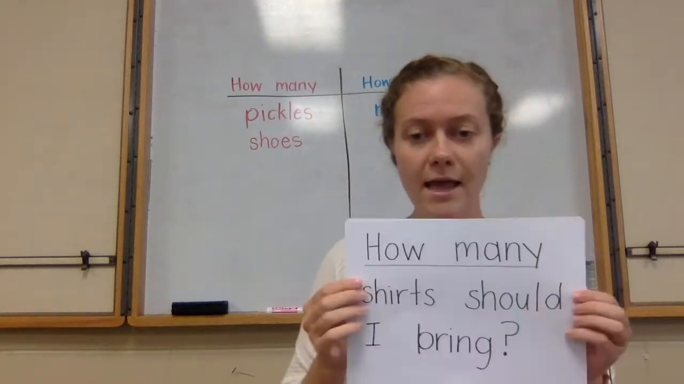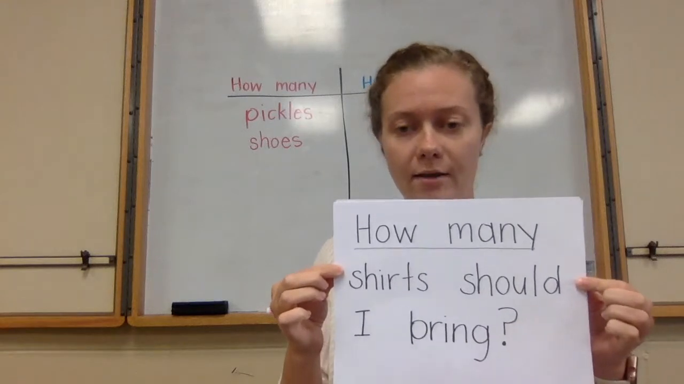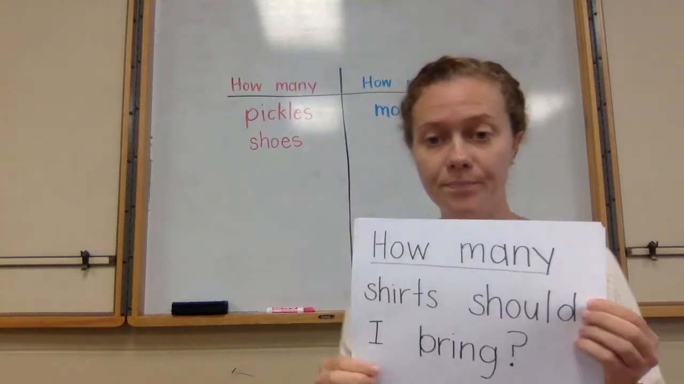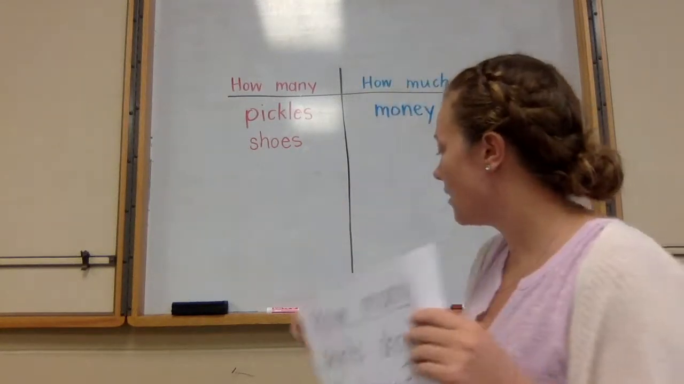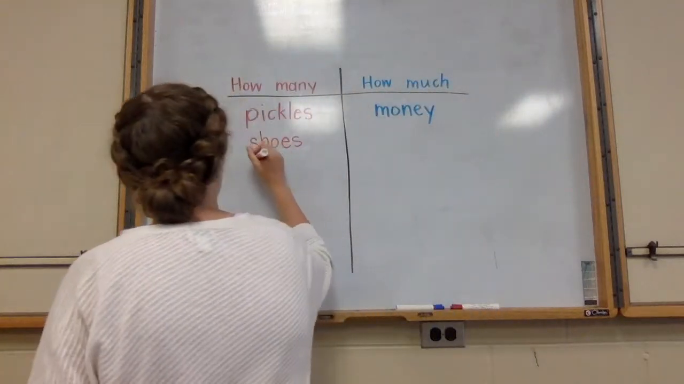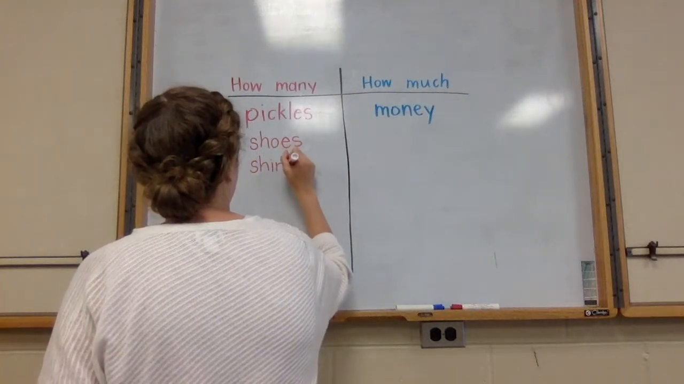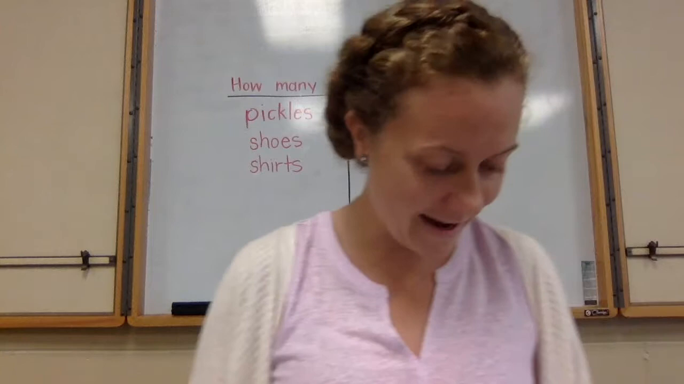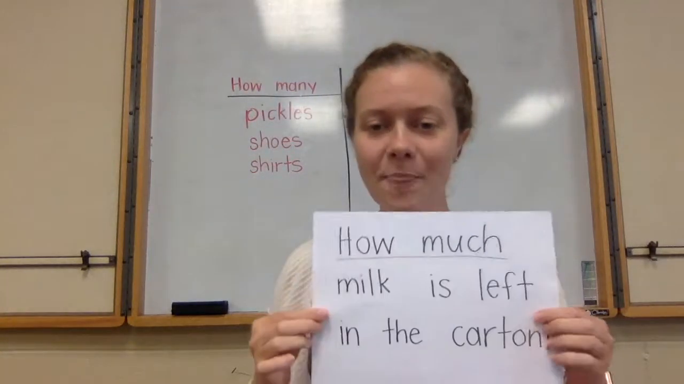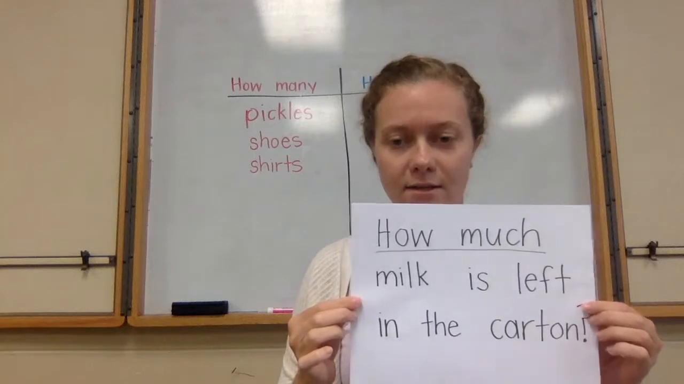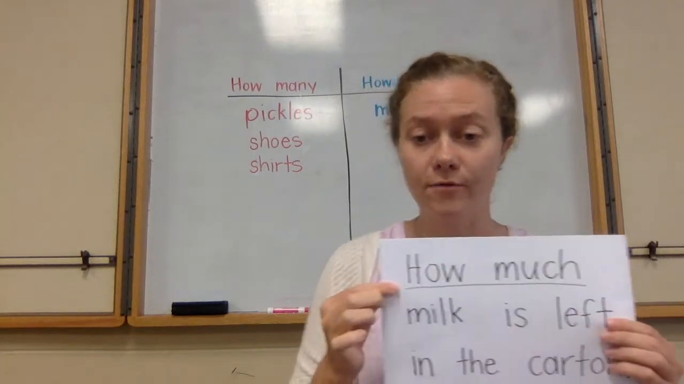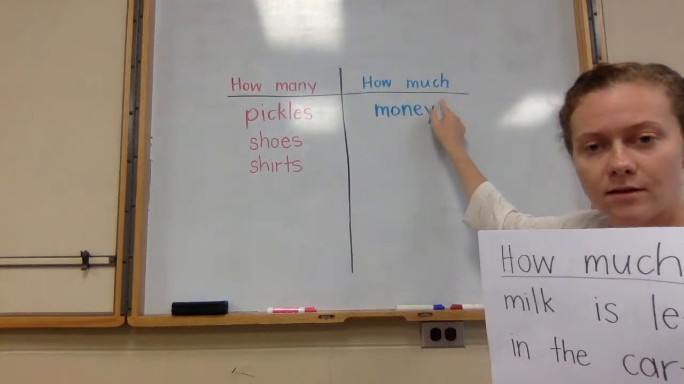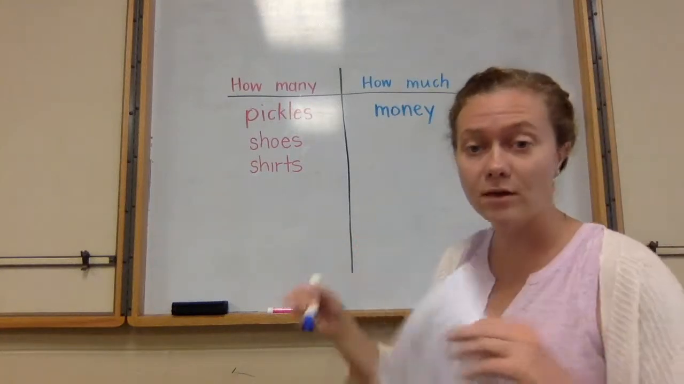This next one says, how many shirts should I bring? So the phrase is how many. What is the noun that we need to put under how many? Perfect. Shirts is the noun, so we're going to write shirts under how many. All right, next sentence. It says, how much milk is left in the carton? The phrase is how much, and what is the noun in this sentence? Perfect. Milk is the noun, so we're going to write milk under how much.